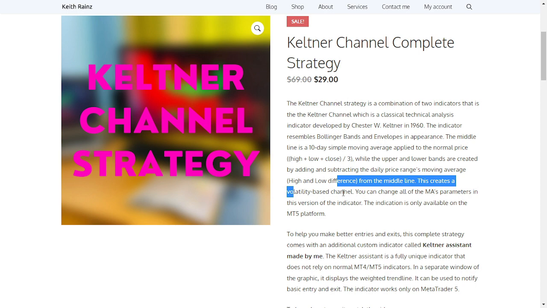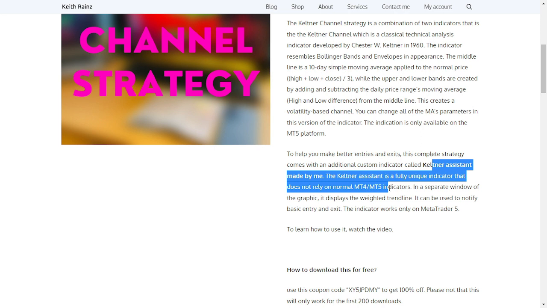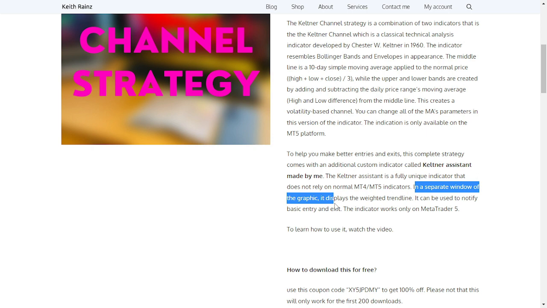Here is the interesting part. To help you make better entries and exits, this complete strategy comes with an additional custom indicator called Keltner Assistant, which is made by me. This Keltner Assistant is a fully unique indicator that does not rely on normal MT4 or MT5 indicators. It shows in a separate window of the chart in your MetaTrader 5, and it displays the weighted trend line, and it can be used to signal basic entries and exits. In this video, we're going to learn how you can make use of these two indicators to get better entries and exits. So let's get started.